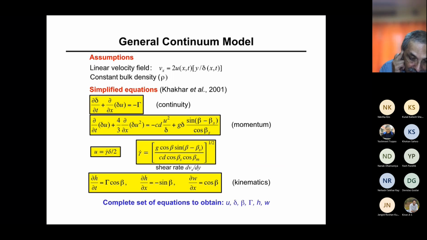And then if you combine all of these and simplify, assuming that you have a linear velocity field and constant bulk density, you'll get this set of equations where this gamma dot is nothing but the shear rate. And so you have u is just gamma dot times delta by 2. And then these are the equations which will tell you how the heap shape will change with time. This is the rate of deposition and so forth. And so you have 6 unknowns and there are 6 equations. So we can easily solve this.